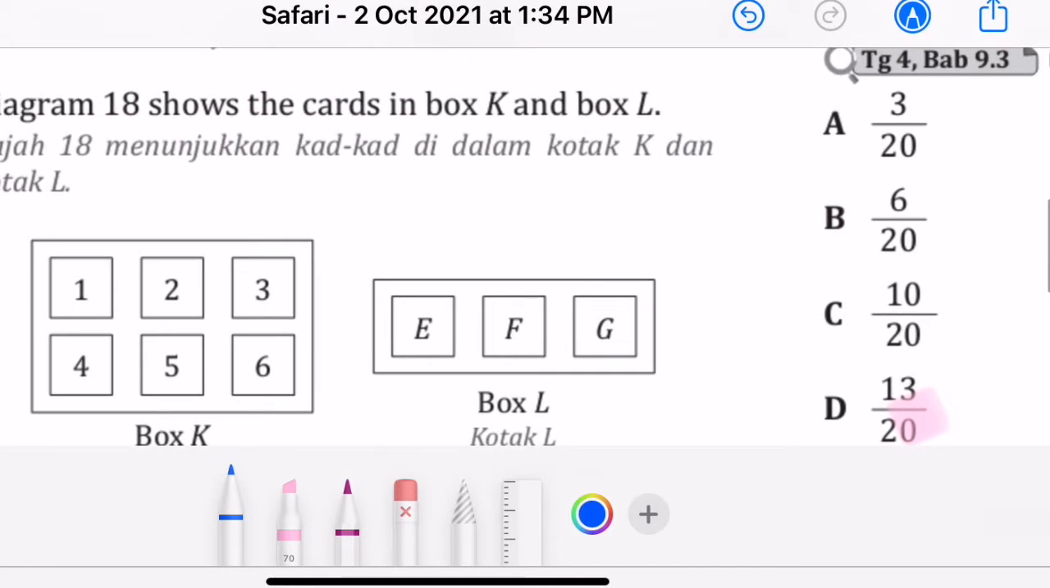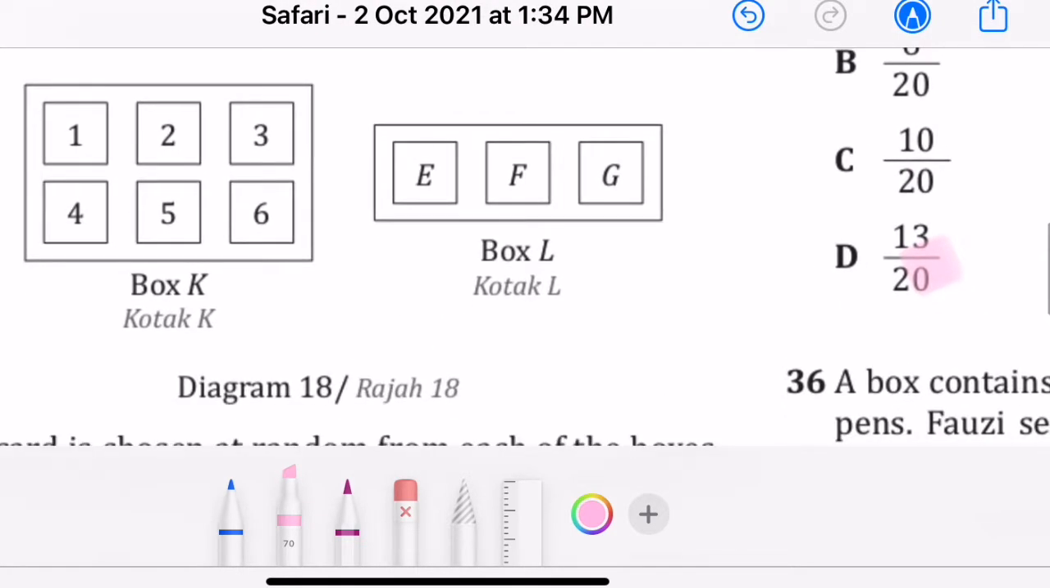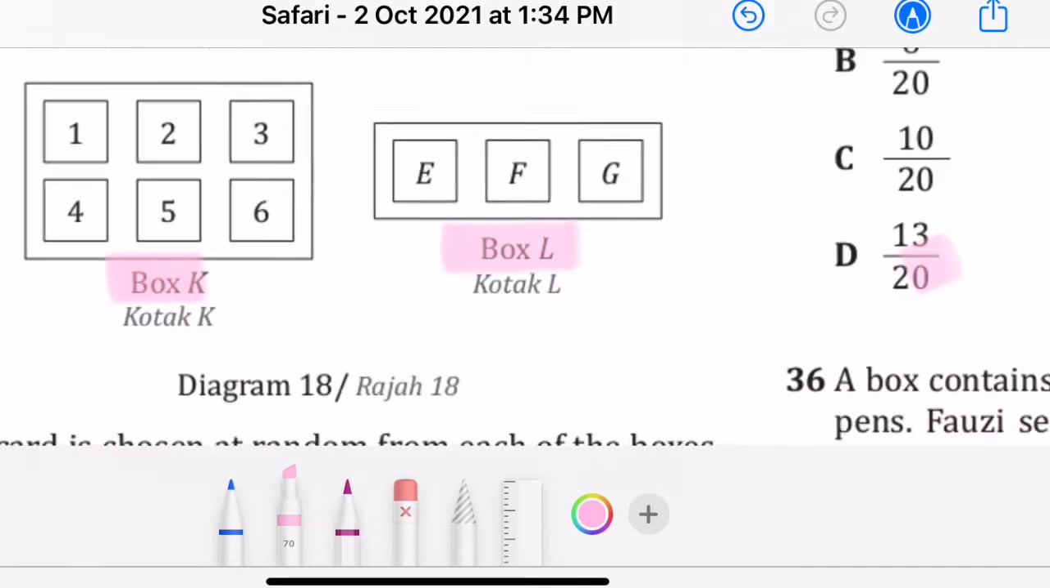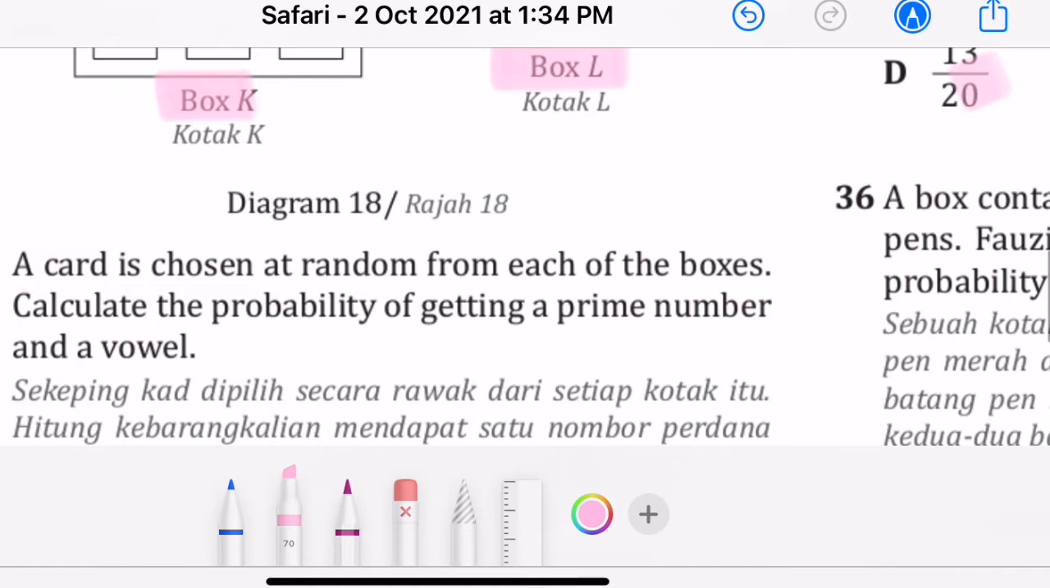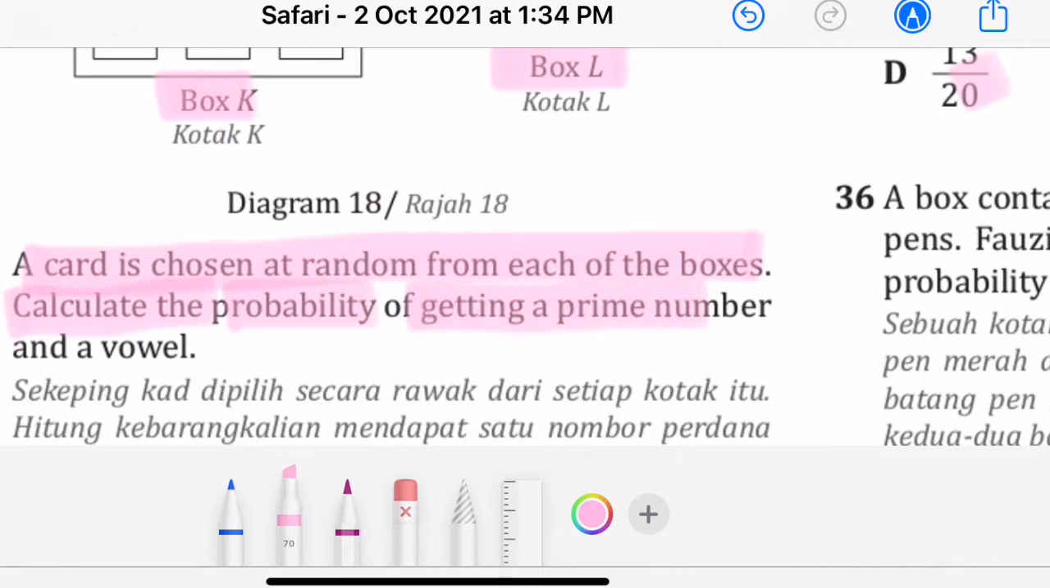Right. A diagram shows the cards in box K and box L. Box K has 6 cards. Box L has 3 cards. A card is chosen at random from each of the boxes. Calculate the probability of getting a prime number and a vowel.